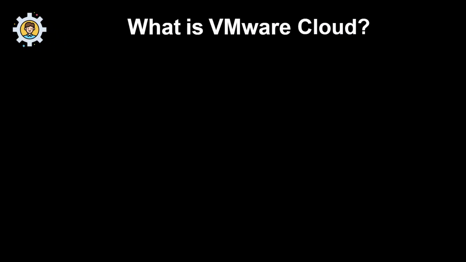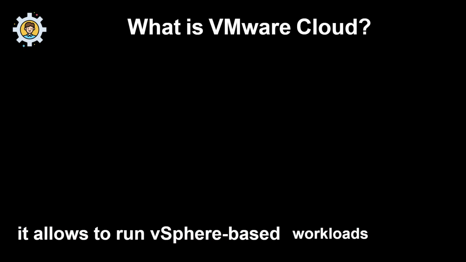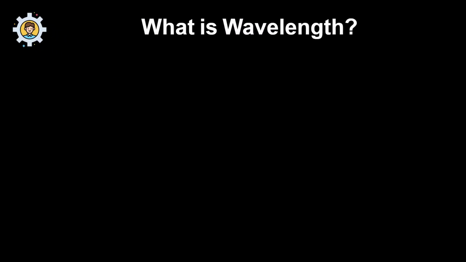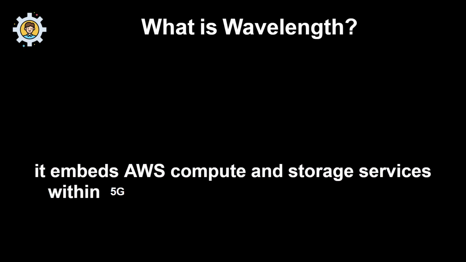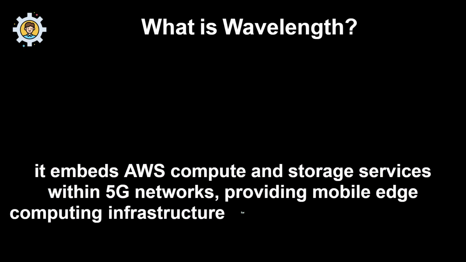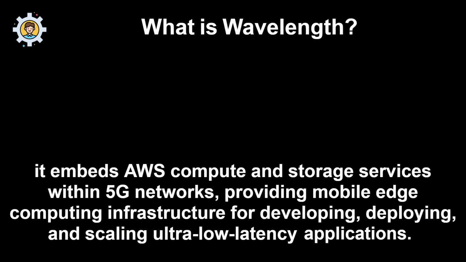What is VMware Cloud? It allows you to run vSphere-based workloads on AWS. What is Wavelength? It embeds AWS compute and storage services within 5G networks, providing mobile edge computing infrastructure for developing, deploying, and scaling ultra-low latency applications.